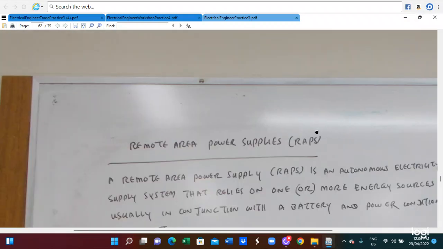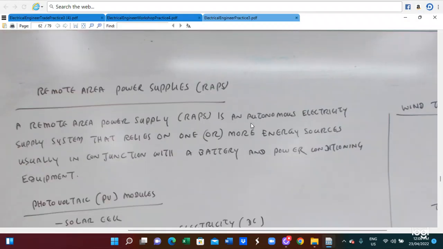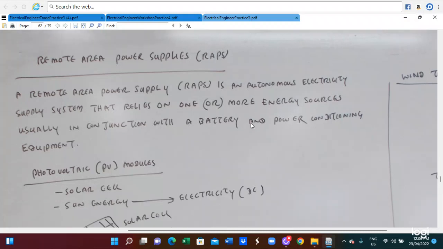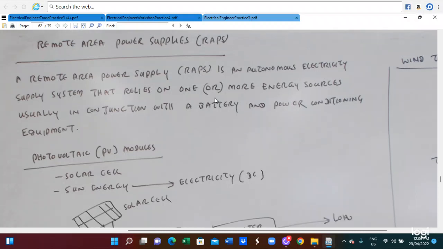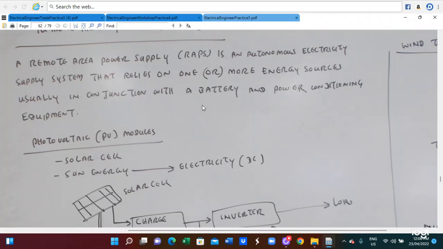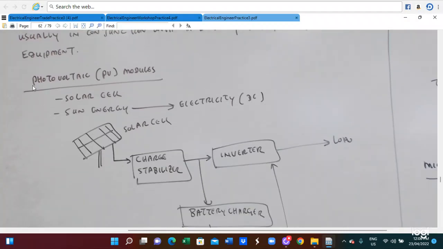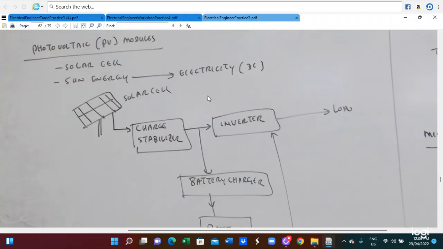The next topic is the remote area power supply, RAPS. A remote area power supply system is an autonomous electricity supply system that relies on one or more energy sources, usually in conjunction with a battery and power conditioning equipment. This is for the photovoltaic module. We utilize solar and sun energy. So this is the solar cell.